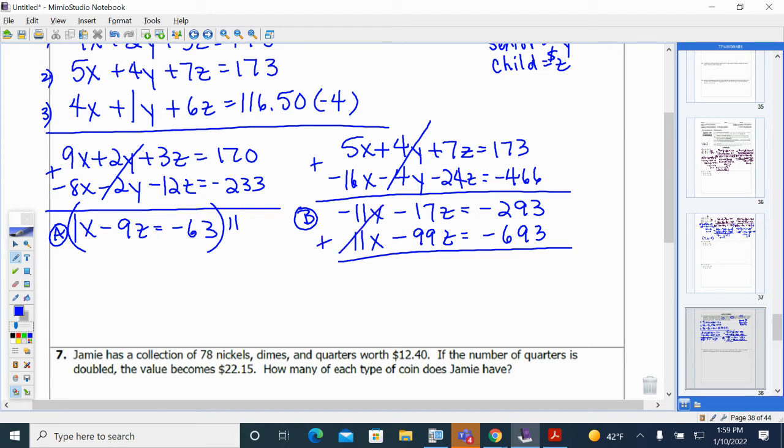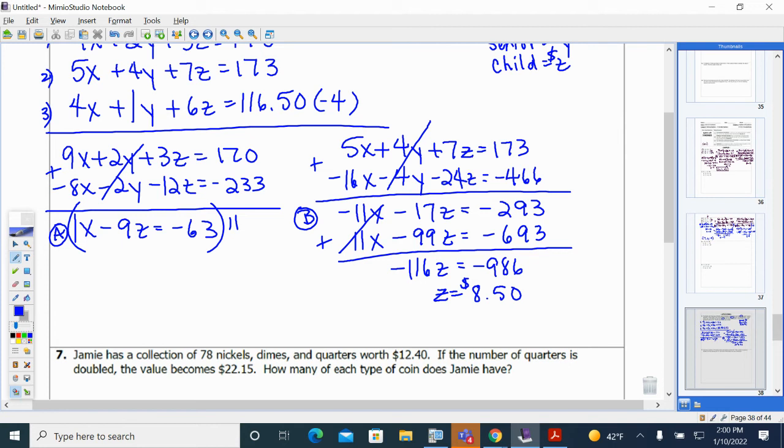-17 plus -99 is -116z. And then -293 plus a -693 gives me -986. And then divide by -116, and we get $8.50. And that's the child ticket. So the price of a child ticket is $8.50.